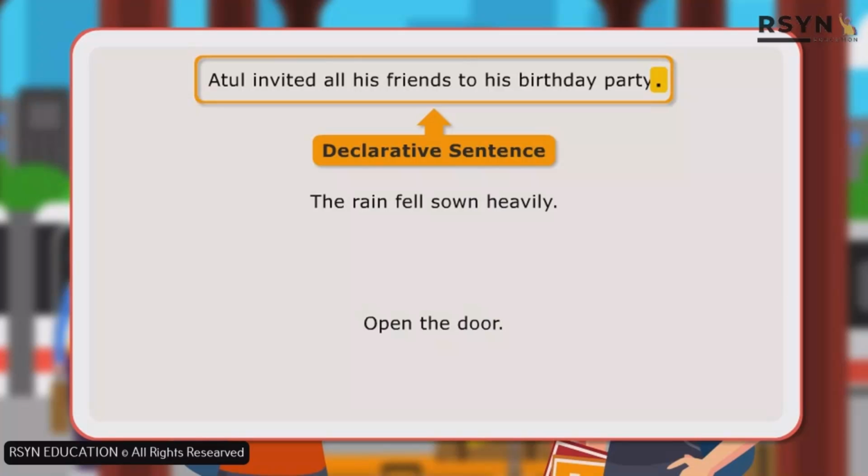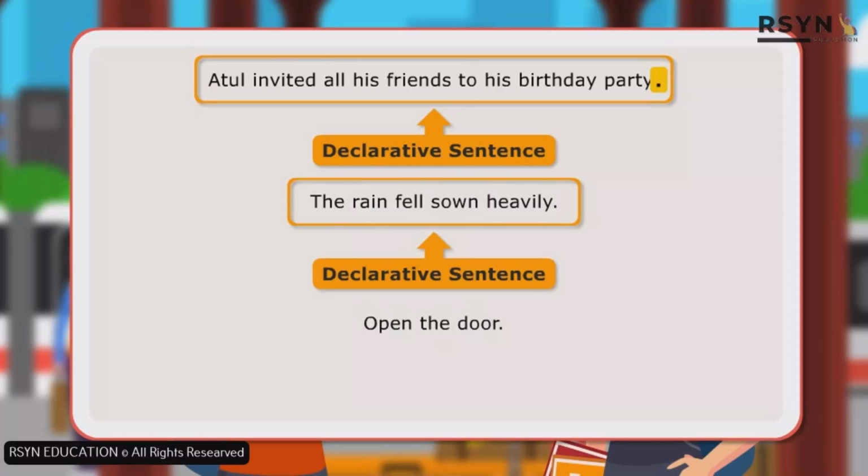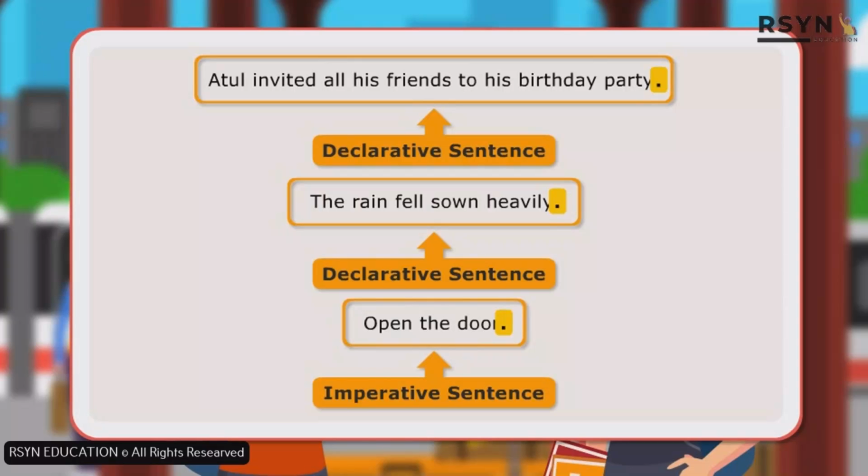The first sentence is a declarative sentence, so it ends with a period, denoted in spoken English by a big pause. The next sentence, too, is declarative and ends with a period. The third sentence is imperative and ends with a period.